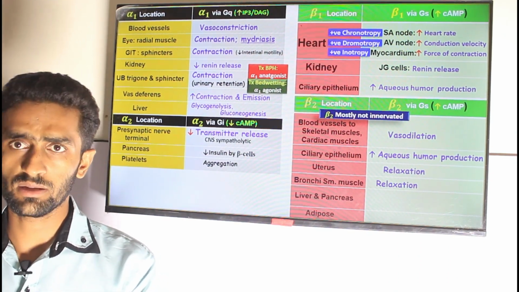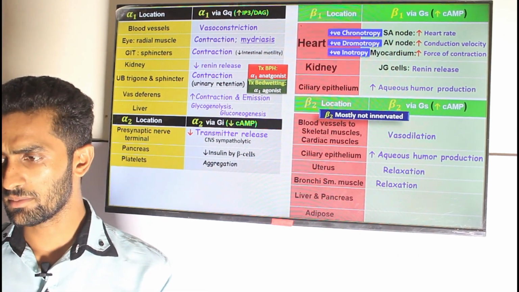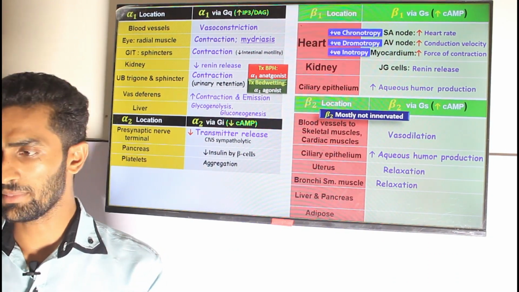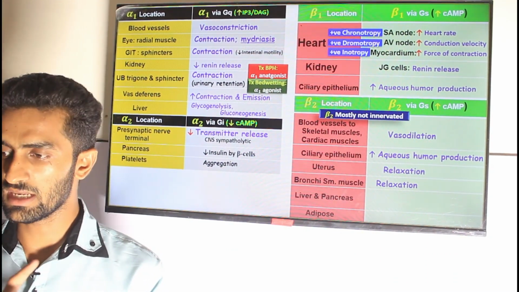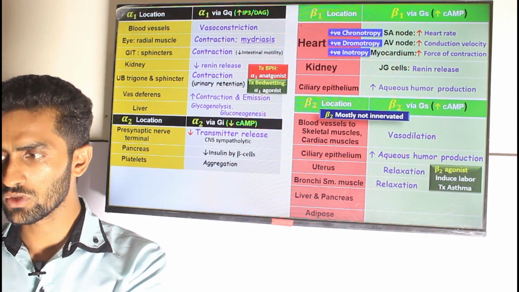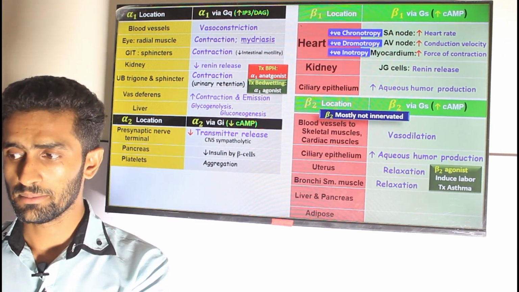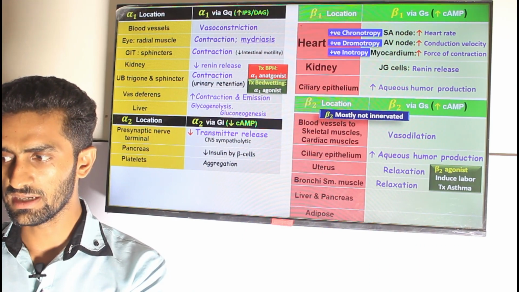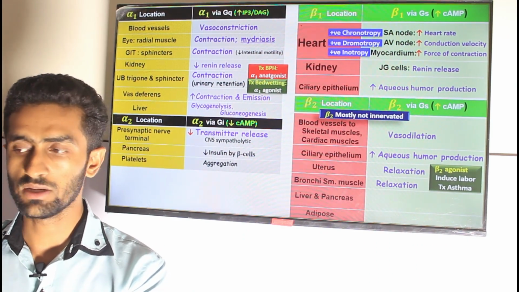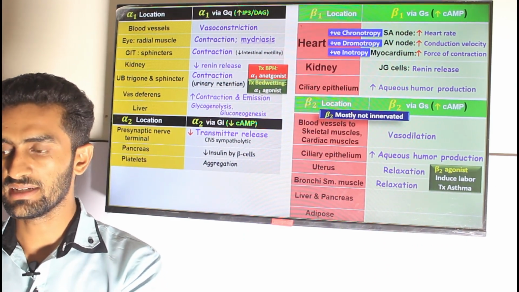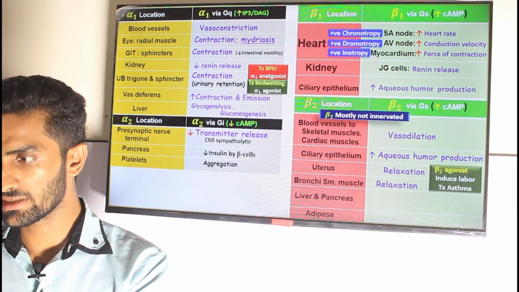So this is important. In a normal person, there's not much of a problem if this relaxation doesn't happen. But for the asthmatic, it's necessary. So beta 2 agonists induce relaxation, and if you give treatment for asthma, you can give the beta 2 agonist.